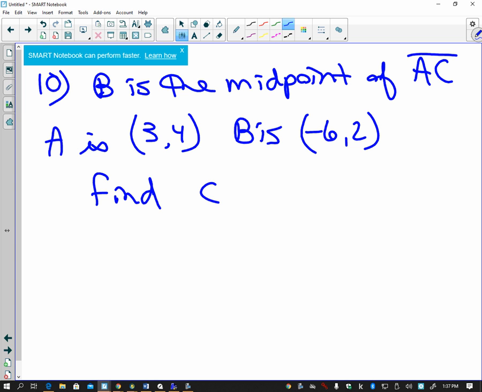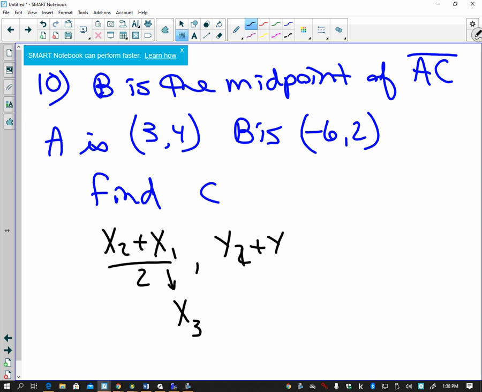Okay? So, like what we saw in the midpoint formula where we had x2 plus x1 divided by 2, we could say that that equals x3. And y2 plus y1 divided by 2, we could say that that equals y3. In this question, we actually know what x3 and y3 are. What we don't know is what x1 or y1 are. So we're actually solving for those. Do we need to work through this question?